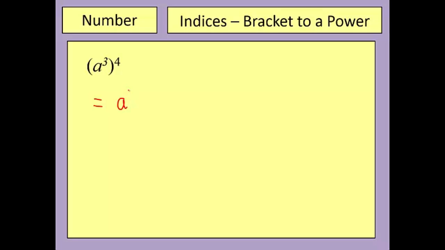So we're going to do a cubed times by itself, and then times by itself a third time, and then times by itself a fourth time. Now, using the multiplication law, we know that we need to add these indices together. So 3 add 3 add 3 add 3 is 12. So we end up with a to the power 12. Now that result could have been achieved by simply multiplying 3 times 4, and we would get a to the power 12. And that works every single time.